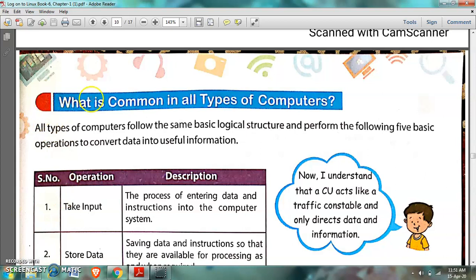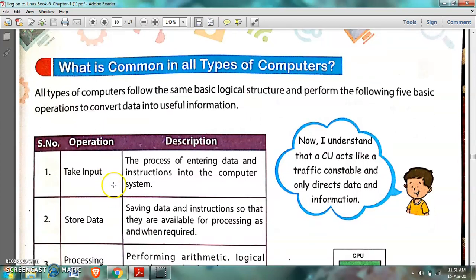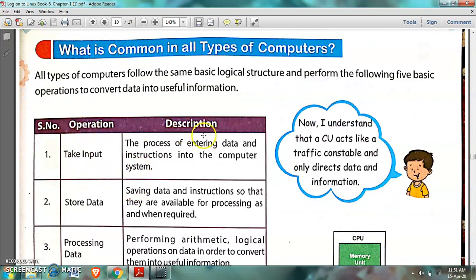So come on the screen. What is common in all types of computers? All types of computers follow the same basic logical structure and perform the 5 basic operations to convert data into useful information. So how is the input converted into output, which steps are covered by the computer to make the input into output? First of all comes serial number, operation and description.